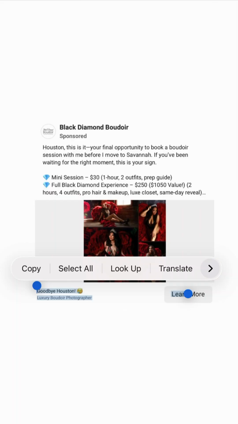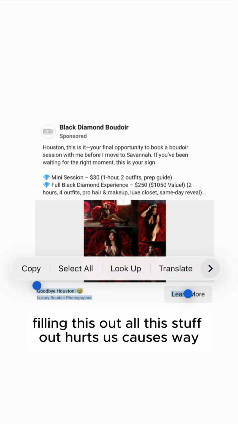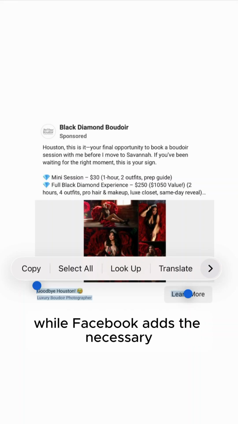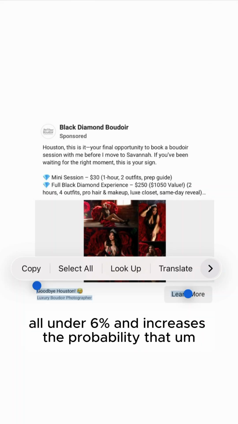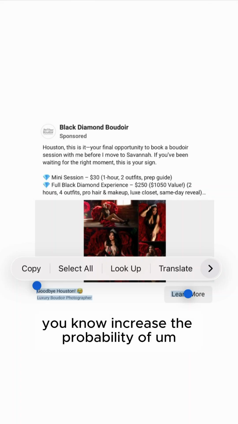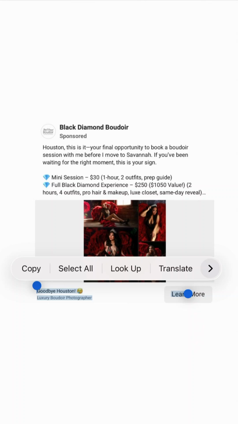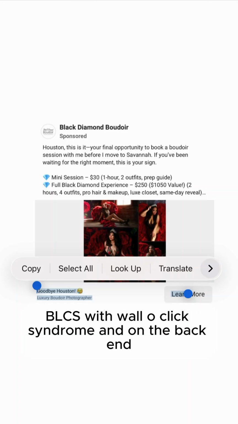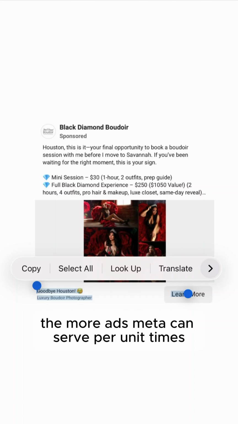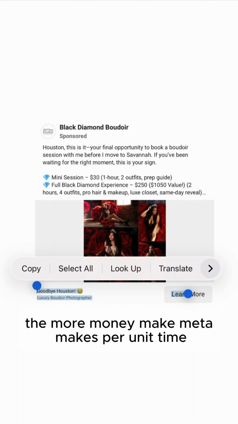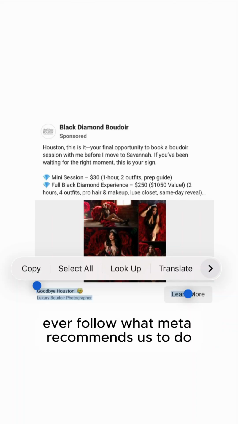When in actuality, filling all this stuff out hurts us, causes way more women to scroll by our Boudoir Facebook ads than necessary. And when that happens, it pulls our unique CTR all under 6% and increases the probability of BLCS, Boudoir low click syndrome. And on the back end, the more women that scroll by our ad per unit time, the more ads Meta can serve per unit time, so the more money Meta makes per unit time. So that's why we never ever follow what Meta recommends us to do.